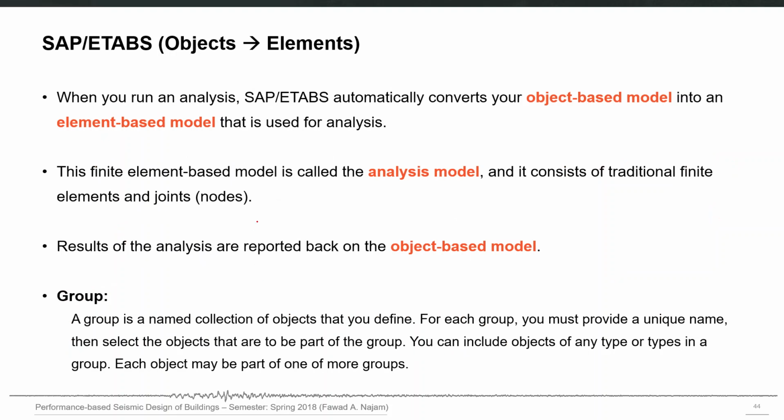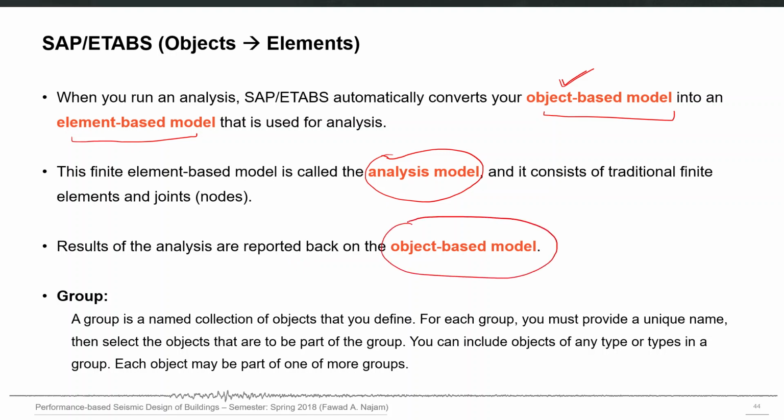When you run an analysis in ETABS or SAP, the software automatically converts your object-based model into an element-based model, and that element-based model is called the analysis model. It is the finite element model, and it consists of the traditional finite elements and joints. You cannot see that model, you can only see the object-based model on your screen. The results of the analysis model are reported back to the object-based model, and you can see all those results on your object-based model.